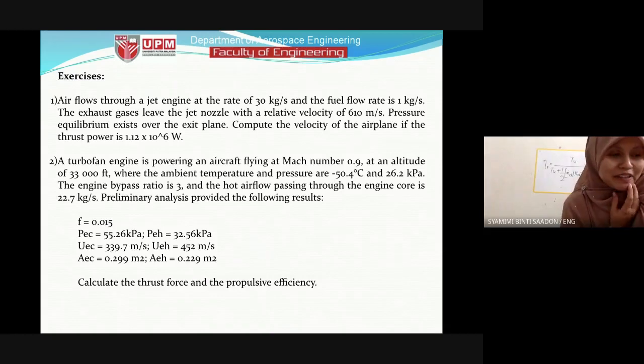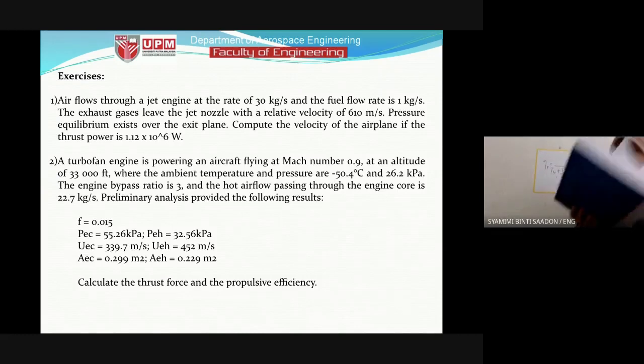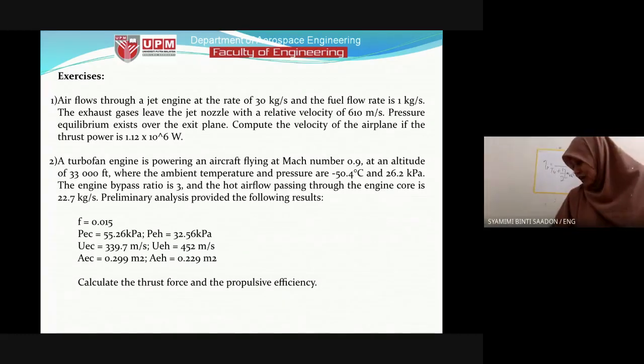The mass flow rate at the exit is 22.7. 1 plus F, so 1.015. Then UEH is 452. U is 269 or 262 just now. MC is 68.1. And the area is given. So I hope you try. I think the unit is already fine. So the answer should be around 19 kilonewton.